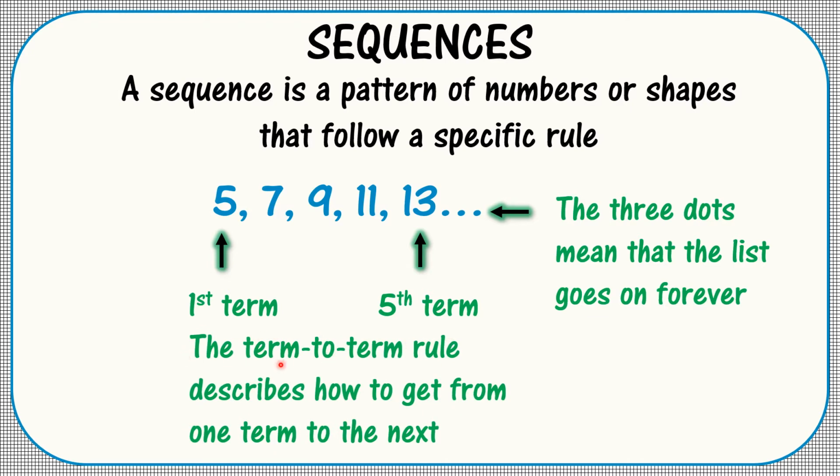And the term to term rule describes how to get from one term to the next. So how to get from 5 to 7, from 7 to 9, from 9 to 11, from 11 to 13. In this example, the term to term rule will obviously be plus 2.